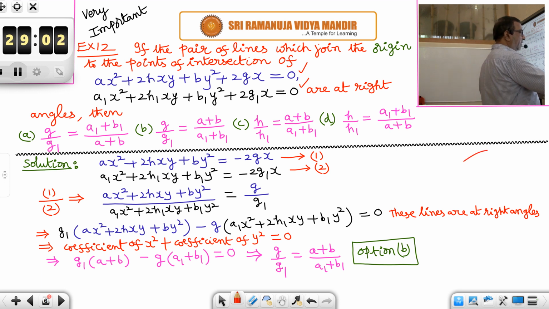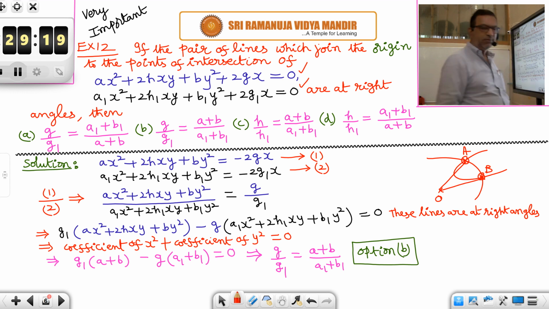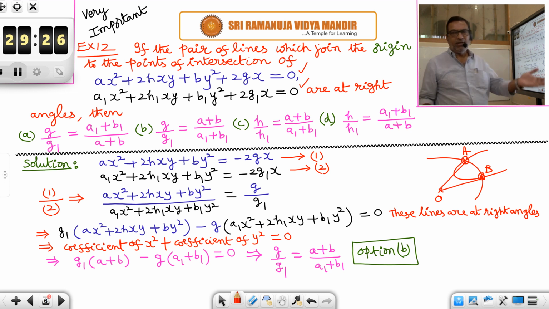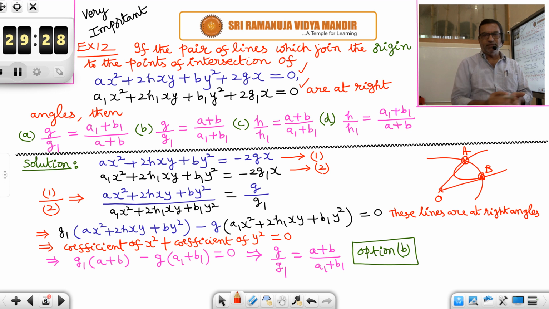Suppose one is a parabola, other one is another parabola. Both are curves. So the points of intersection are joined to the origin. Origin is somewhere here. The points of intersection A and B are joined to the origin. So what is the difference between this problem and all other problems we have done in homogenization is, in all other problems a curve and a straight line intersect in 2 points and the 2 points are joined to the origin. Okay, but here both are curves.